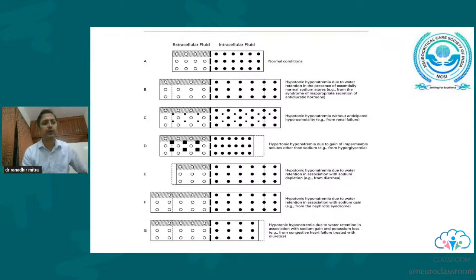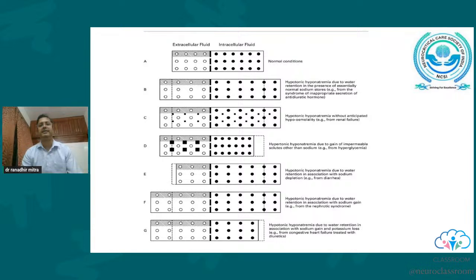If they do not draw water, we call them ineffective osmoles, like urea, because urea can pass freely through the semipermeable membrane and will equilibrate. So it is an ineffective osmole. While sodium, glucose, mannitol and glycine are all effective osmoles because they can draw water. So in hypotonic hyponatremia, whenever there is a decline in sodium, it will lead to swelling of cells because water is drawn into the cells.